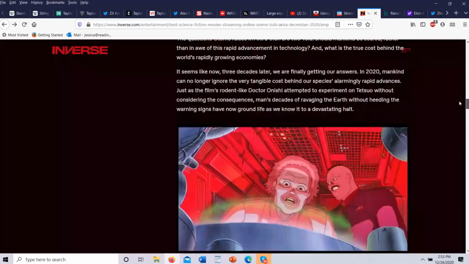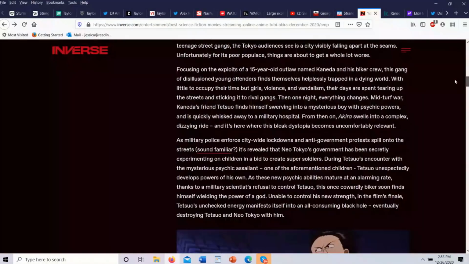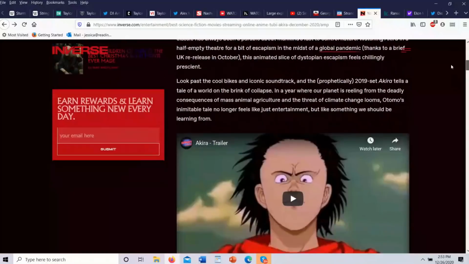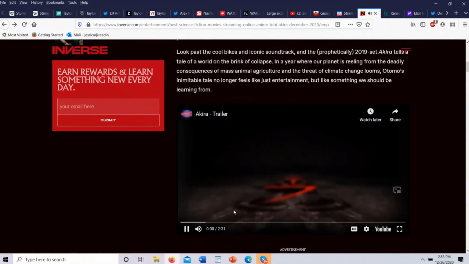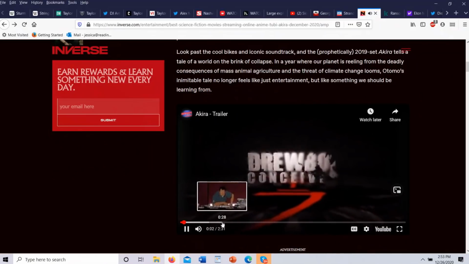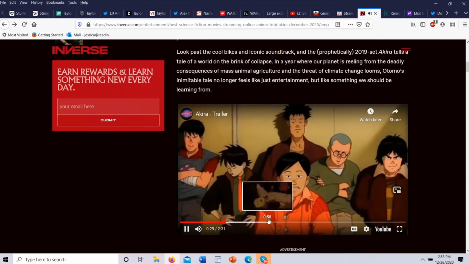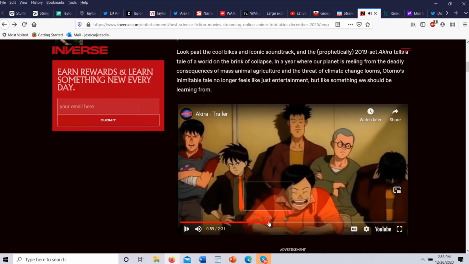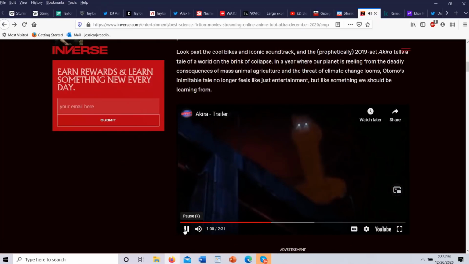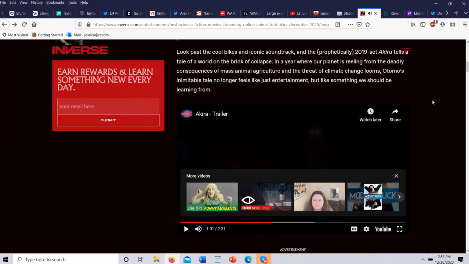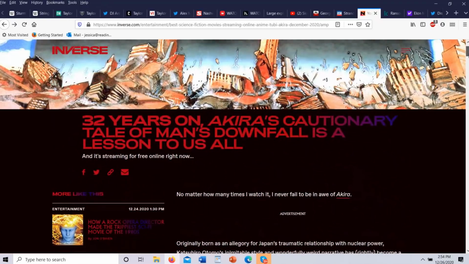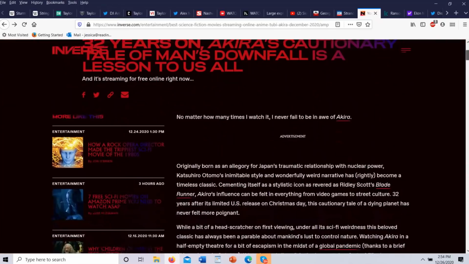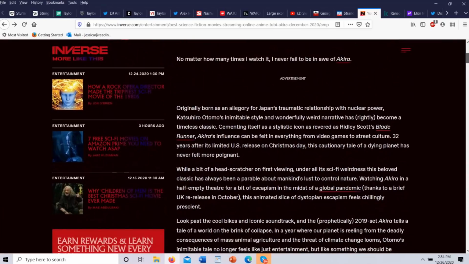So this goes into another article then. And they have a trailer. I mean, like I said, it's like this manga, but you could see it's regular manga, but it's showing some of the dystopian things. And what was the comment that he says? The tale of man's downfall is a lesson to us all. So he's trying to warn people.